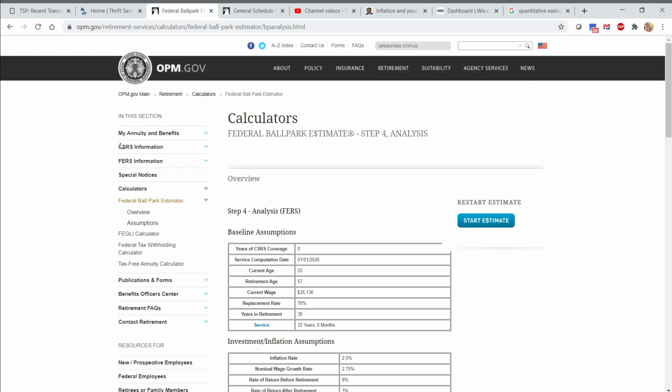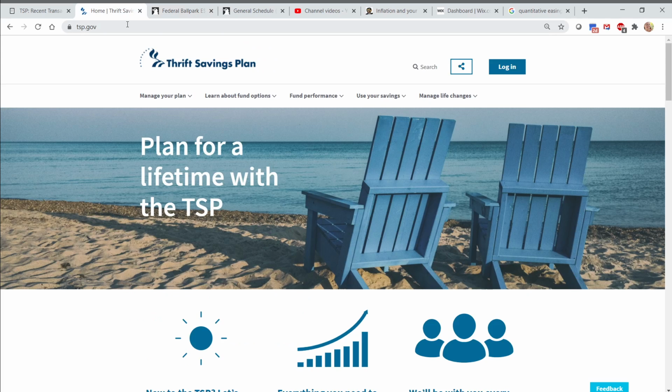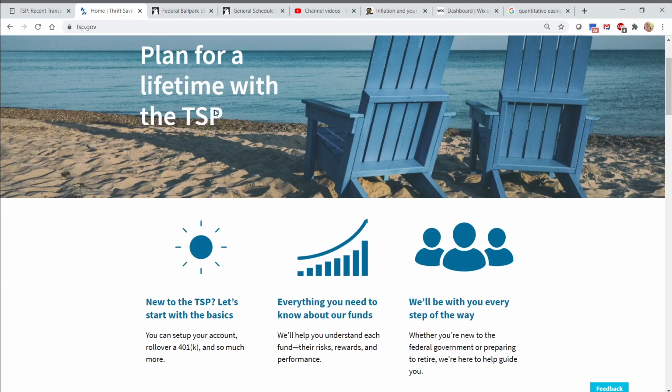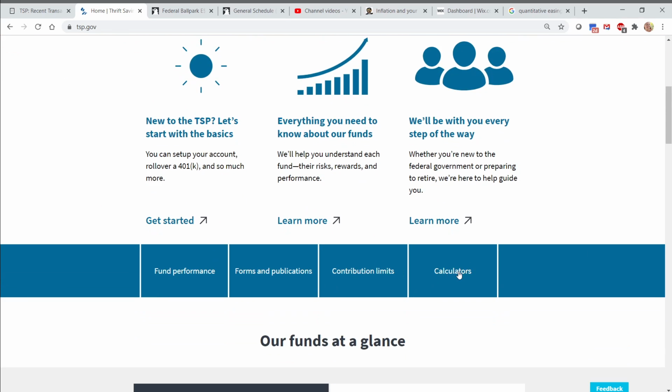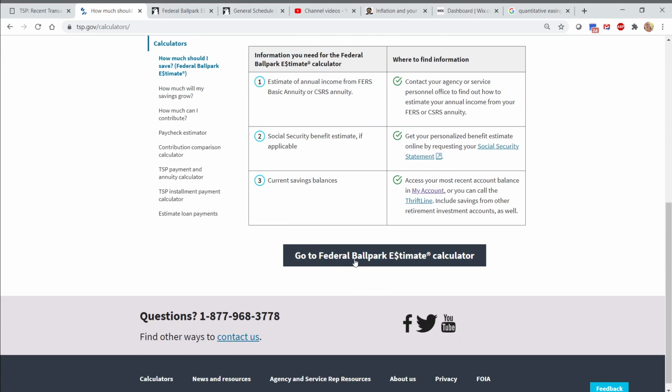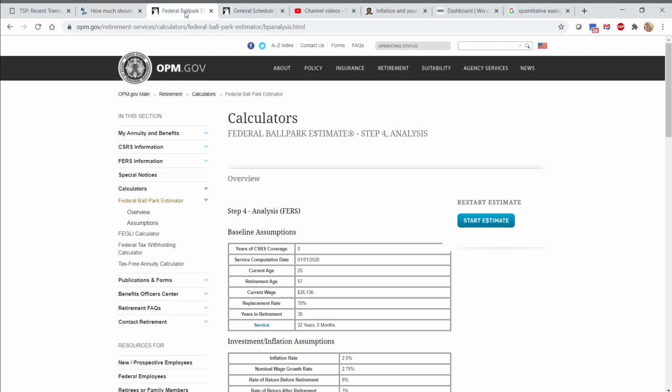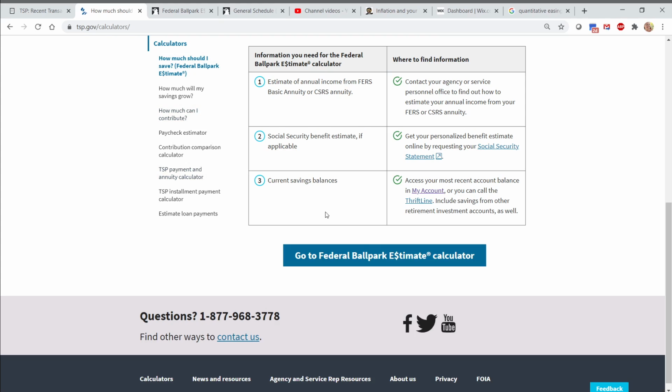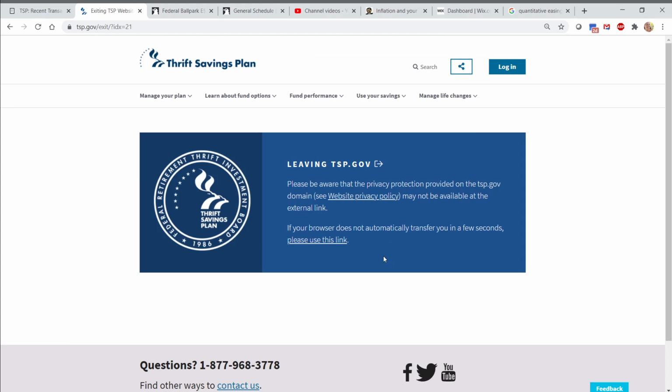So now let's go ahead and go into the calculator. This calculator is pretty cool. You go to tsp.gov. On the bottom right, click Calculator. Click Go to Federal Ballpark Estimate Calculator. It'll take you here, and we'll just start a new one.